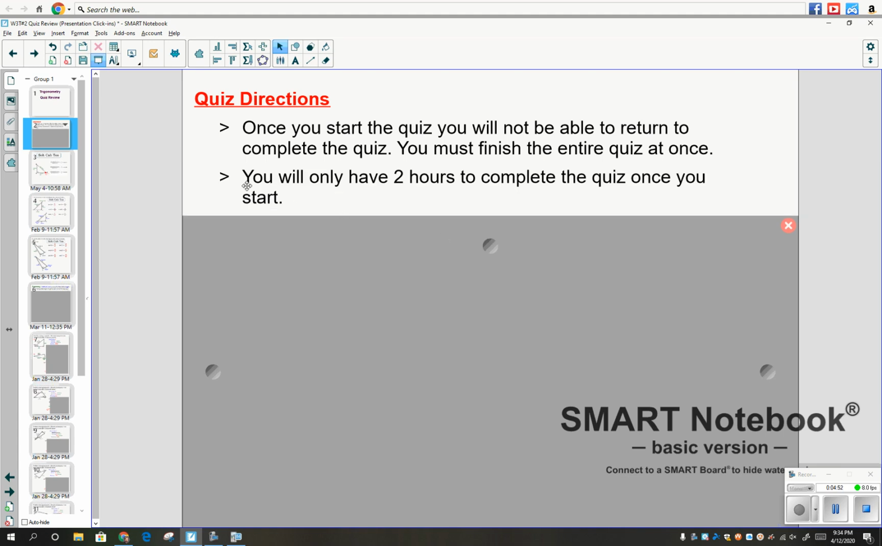Once you start it, you only have 2 hours to complete the quiz. You can start it at any point, but there's a time limit of 2 hours. You should be able to complete it in under 2 hours.